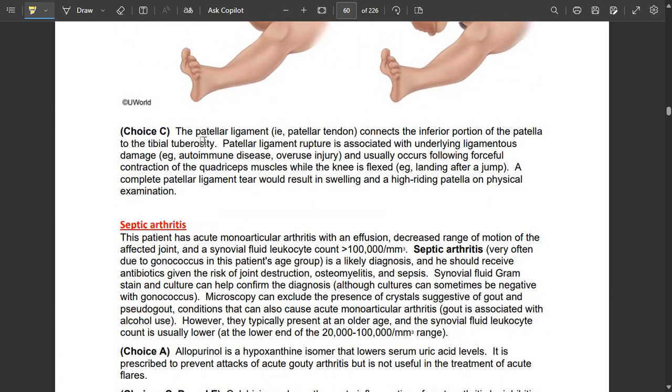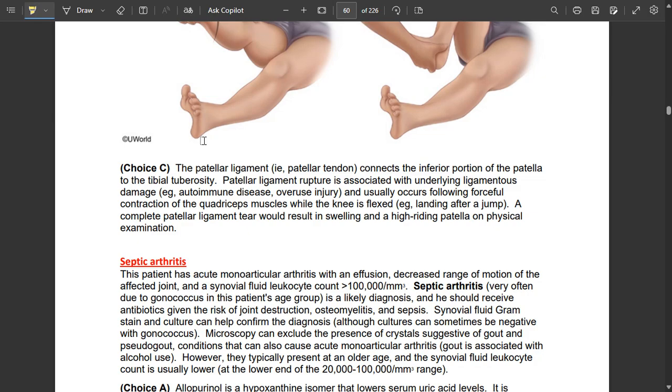The patellar ligament, that is, the patellar tendon, connects the inferior portion of the patella to the tibial tuberosity. Patellar ligament injury usually occurs following forceful contraction of the quadriceps muscle while the knee is flexed. A complete patellar ligament tear would result in swelling and a high-riding patella on physical examination.